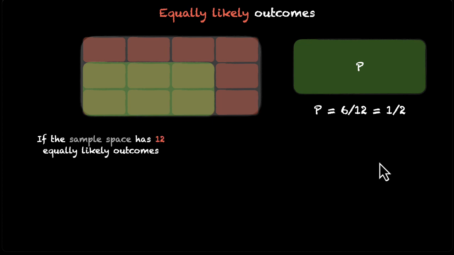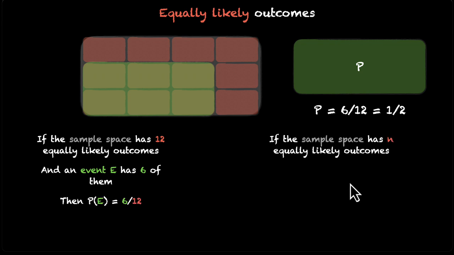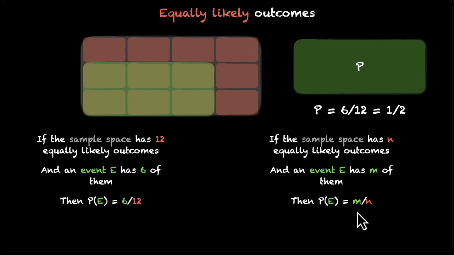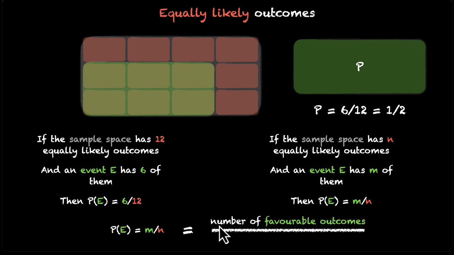If the sample space has 12 equally likely outcomes and an event E has 6 of them, the probability is 6 by 12. And now we can generalize this. If the sample space has n equally likely outcomes and an event E has m of them, then the probability is equal to m by n. So the probability of any event E is equal to m by n in the case of equally likely outcomes, where m is the number of favorable outcomes and n is the number of total outcomes. You might have seen this written in one of your earlier textbooks, maybe in your 7th or 8th grade, and this is where it comes from.